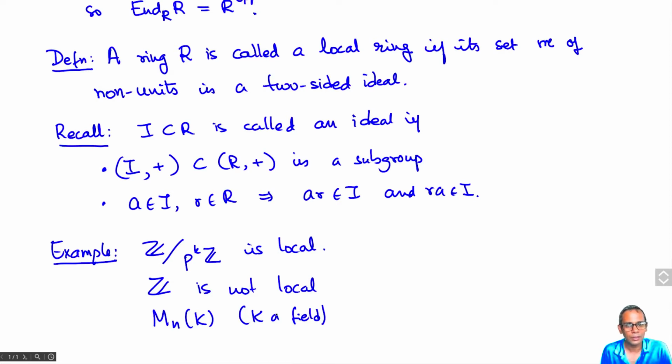Is this local or not? Well, you can show that if you take any non-zero matrix, then the smallest two-sided ideal that contains it is the entire matrix ring. So there are lots of non-units in M_n(K), that is matrices which are not of full rank, but they do not unfortunately form an ideal. So this is not local.